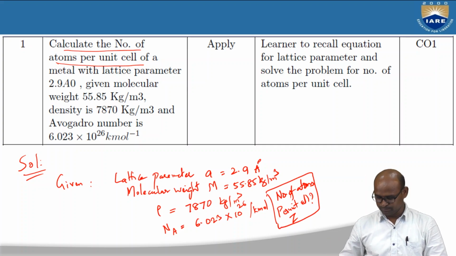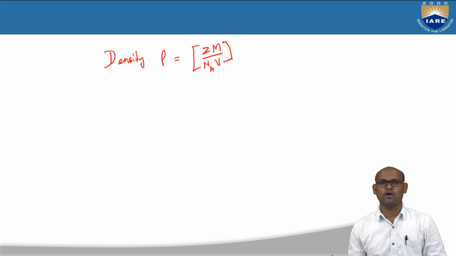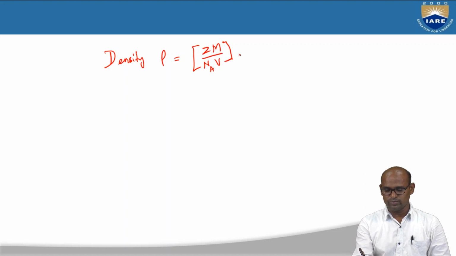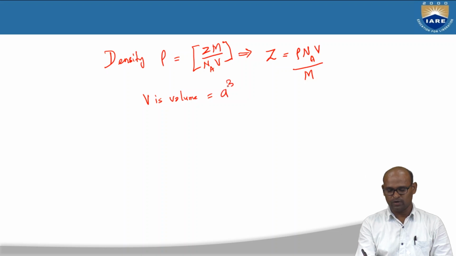So, we are going to use the formula for density. We know the formula for density: rho is equal to Z into M by Na into V. From this formula, we are going to derive the number of atoms per unit cell, Z. So Z is equal to rho into Na into V by M, where V is volume, which is A cube for this cubic lattice.